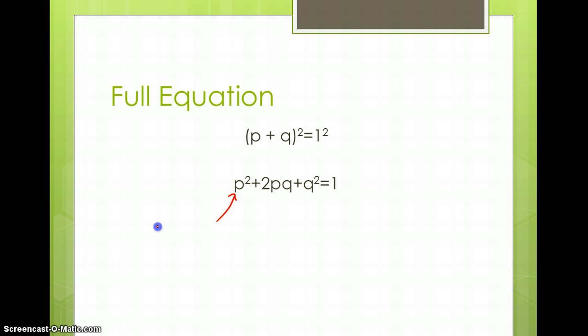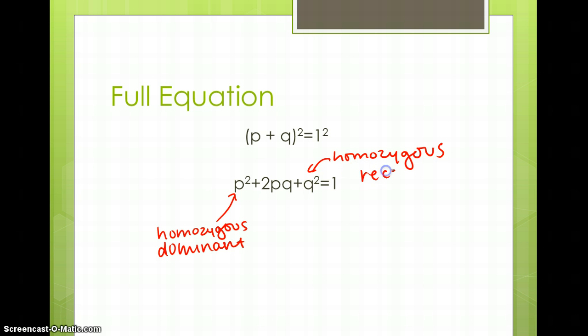Where this is the homozygous dominant, we have the homozygous recessive, and this would show us the frequency of the heterozygous trait.